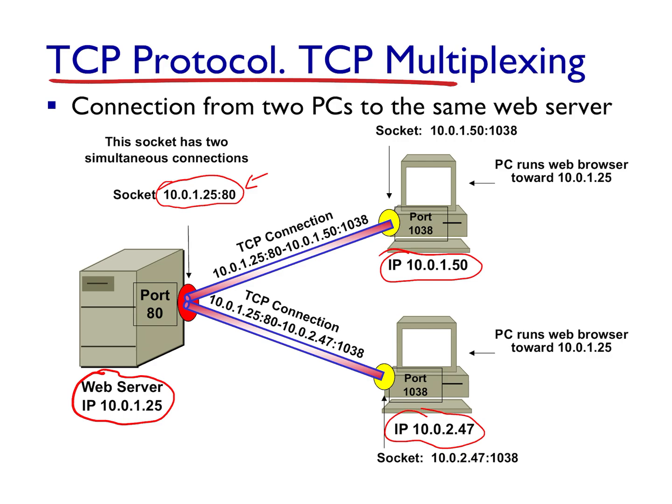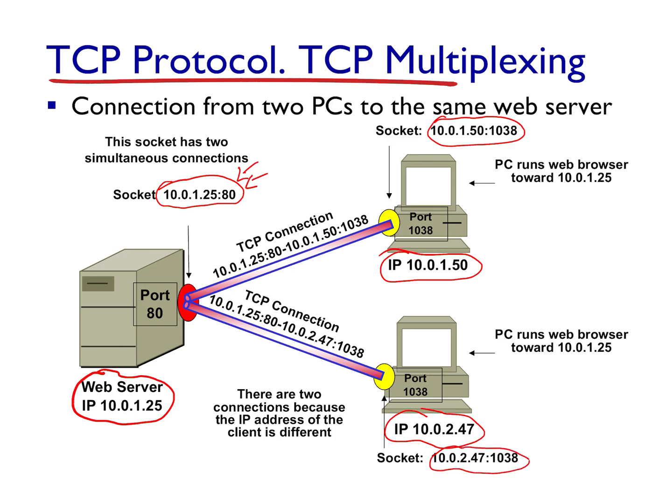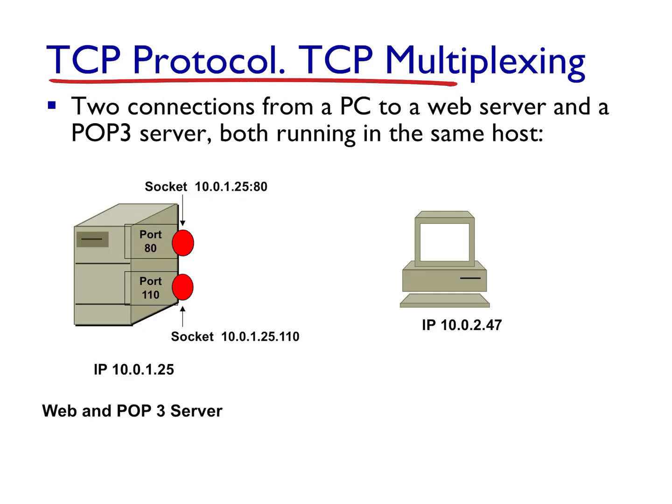Imagine an online journal. Everyone wants to access it, so we have many requests. In this case, there are 2 connections because of the IP address of the client. The difference is that on the server side we have only 1 socket, while on the client side we have 2 sockets that are different because they are different computers. So, 2 connections, 3 sockets.